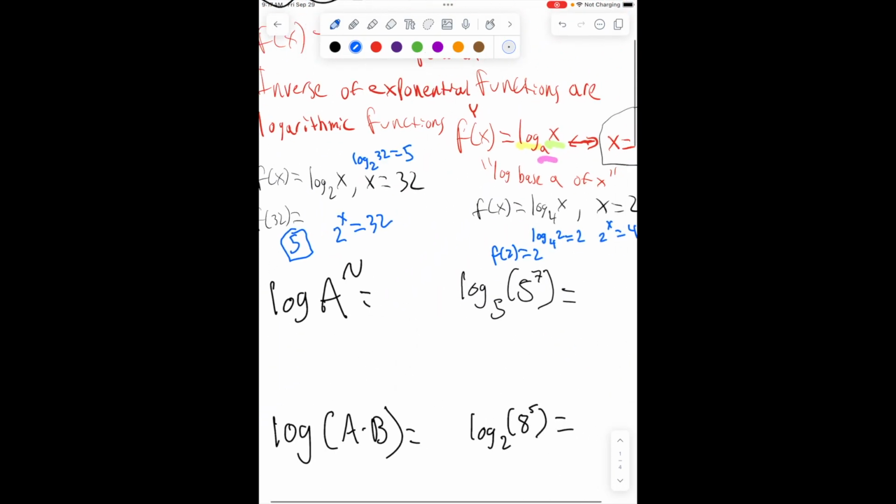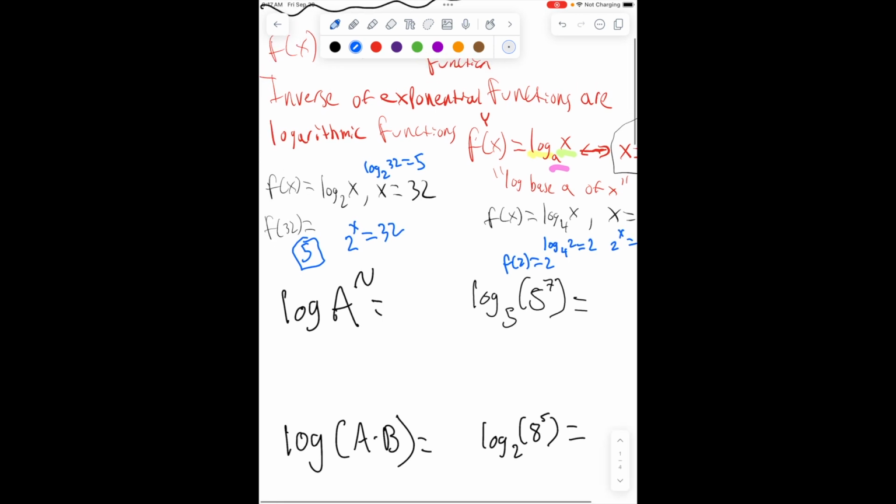Some properties of logarithms. Again, how do we manipulate them? How do we move these things around? How do we use them? If I have a log and there's no number below, you assume it's a 10. If it's any other number besides a 10, it's that number. But if there's no number, you assume it's a 10. And when I have a logarithm raised to an exponent like this, I can move the exponent out front.